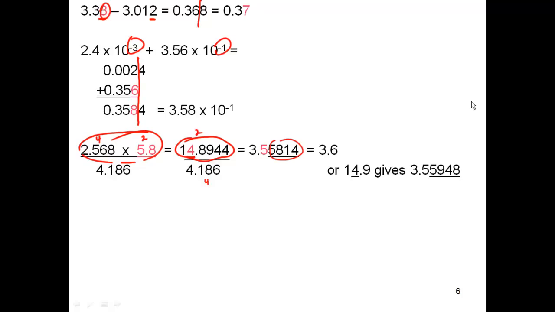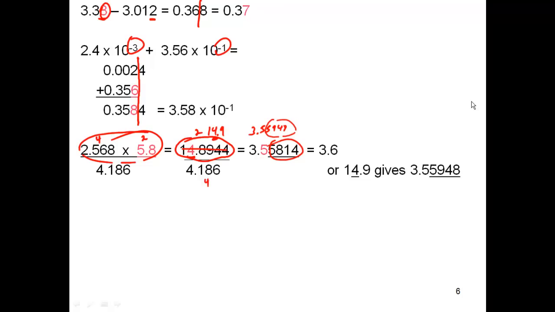Now, I mentioned earlier about the guard digit. Instead of carrying all those numbers, I could have said I'm going to carry the number of sig figs plus one more. So instead of referring to this as 14.8944, I could have said this is 14.9, with my last sig fig being on that 8. Then I would have gotten a different number here. It would have been 3.55948. Now, I'm still going to be getting rid of the last 4 digits.